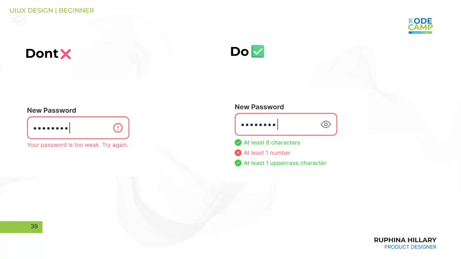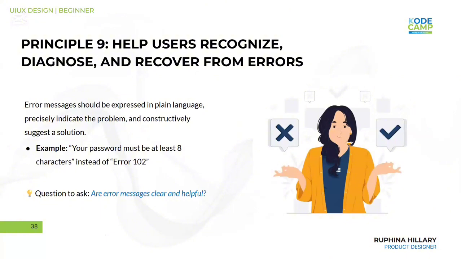So it's our job as UI designers to make sure that we help users to recognize, diagnose, and recover from errors. So these are the little things we're supposed to be looking at in every design that we are analyzing, whether it's our competitors' or our own designs. So the question we should be asking here is: Are error messages clear and helpful?